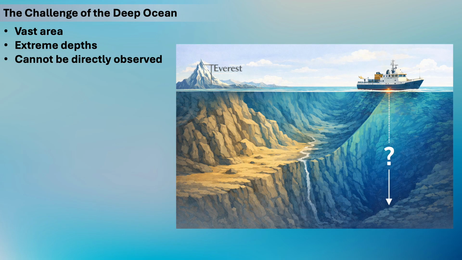Mapping the seafloor is challenging because the ocean is vast, it's deep, and of course it's difficult to access. Most of the seafloor lies thousands of meters below the surface, far beyond the reach of direct observation. This means scientists must rely on indirect methods to measure depth and map underwater features.